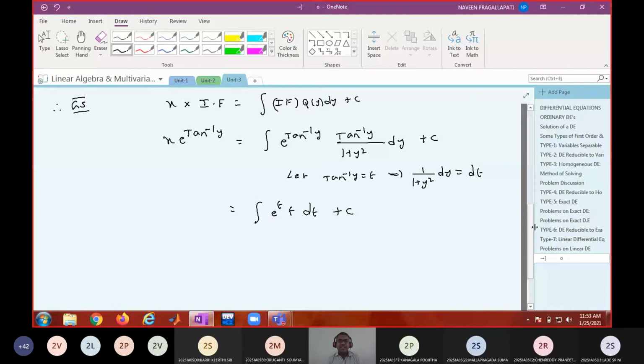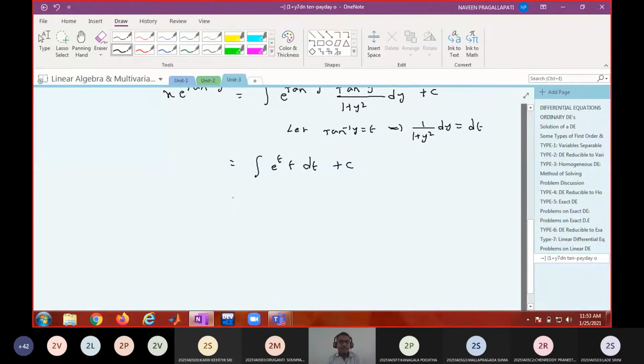What is the integration of e power t into t? It is e power t into t minus 1. Or you can apply integration by parts, you will observe. Am I right or not? Yes, sir. Okay, x into e power tan inverse y. But what is t?